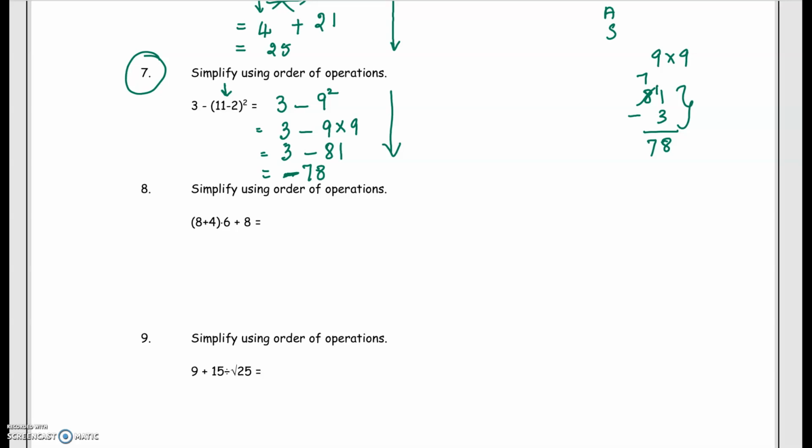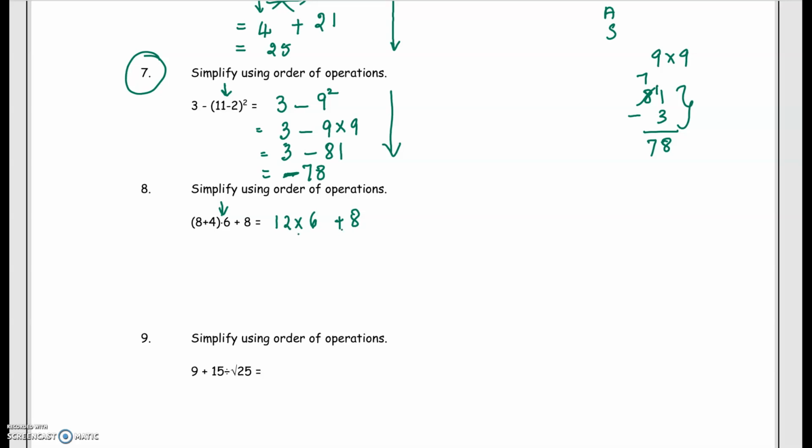Now look at this one. Parentheses 8 plus 4 quantity times 6 plus 8. PEMDAS says parentheses first. So I write down 8 plus 4, which is 12. I've simplified the contents, what's inside the parentheses, to a single number. So I do not need to put parentheses anymore. That little dot is times 6 plus 8.